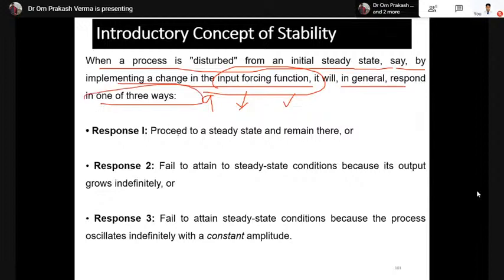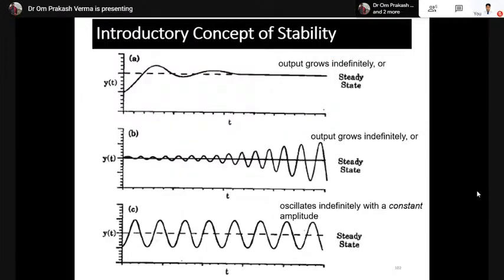First, the steady state remains there. Second, it will go like this one, which means it is an overdamped system. And third, it has some sustained oscillation. So what do you think about the stability of these three cases?